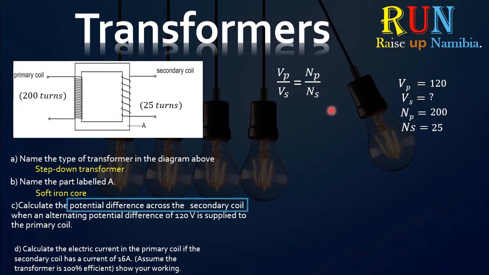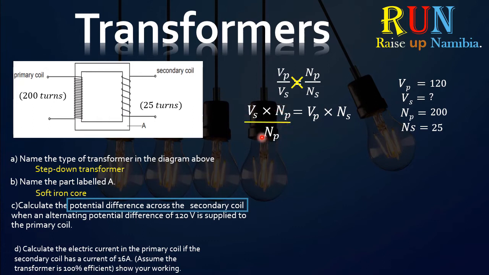Okay? So to make VS the subject of the formula, since these two are fractions, we can basically start by cross multiplying. So we'll have VS multiplied by NP, and that equals VP multiplied by NS. Now what are we trying to make the subject of the formula? VS. So where is VS? VS is here on the left. Now we want to cancel or get rid of NP. How do we do this? Because these two are multiplied, we can cancel out NP by dividing by NP.